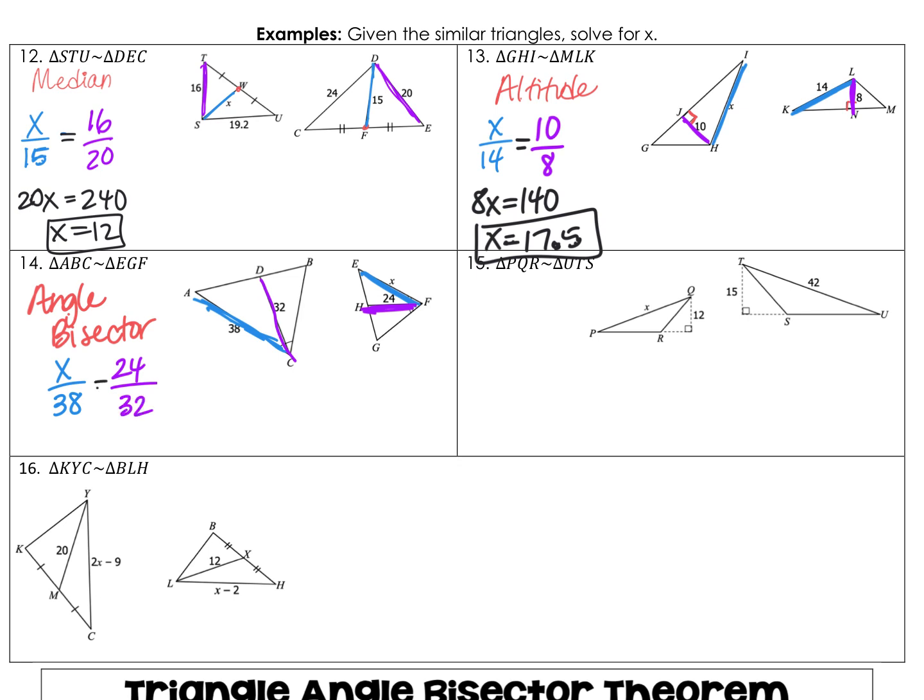Okay, those are sides equal to each other. Cross multiply and solve. Yeah, because you get this equation, 32x equals 912. Woof. Okay, and it gets you 28.5.